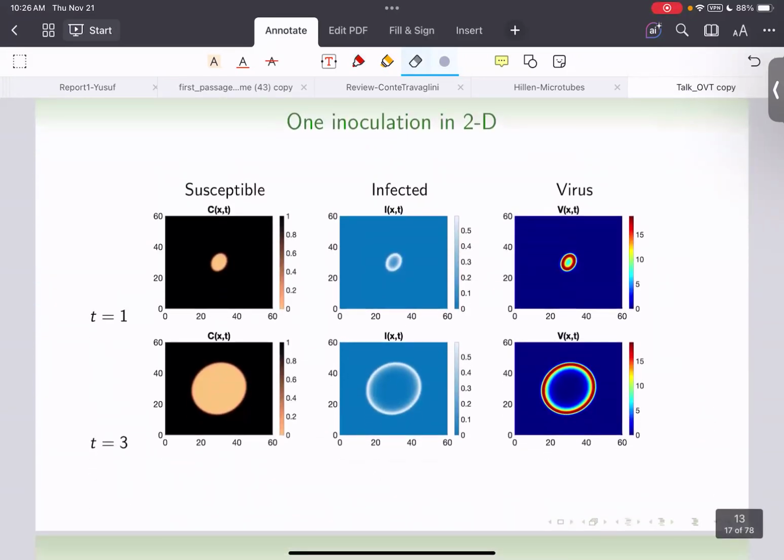In 2D, what we should expect is a ring. So here we infect with the virus in the middle of the domain, and then you see a ring spreading out. Here T is 1, here T is 3. Okay, so starting initially, and then it spreads out like a ring and infects the cancer cells. So here are the infected cancer cells in the middle, and it's spreading out. So this is exactly what we like to see.